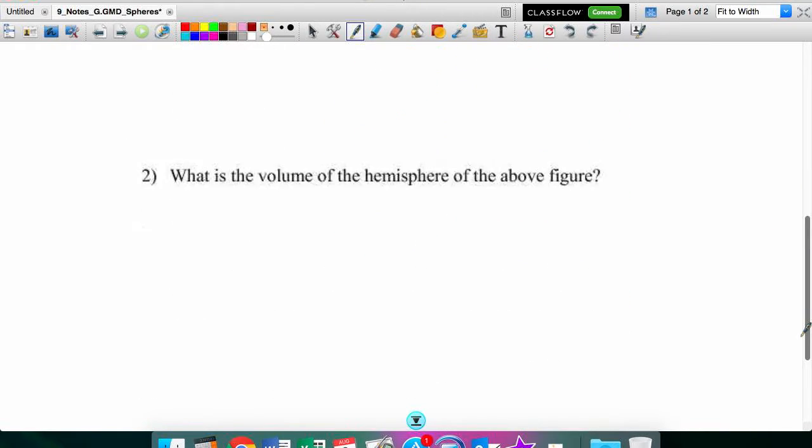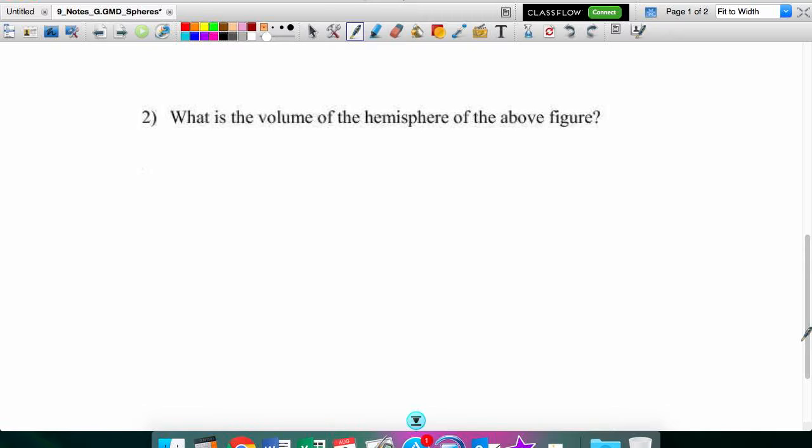In our second problem, we want to know the volume of the hemisphere listed above. A hemisphere is half of a sphere. Now in this particular problem, we already know the volume of the entire sphere, so it will be really easy just to divide it by 2. And we could totally do that. But let's suppose that we didn't know the entire volume.